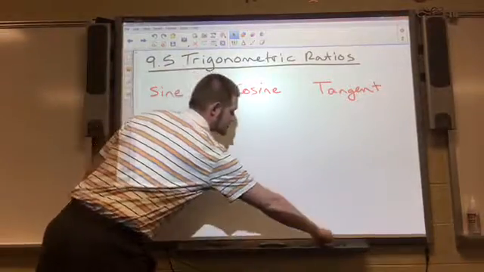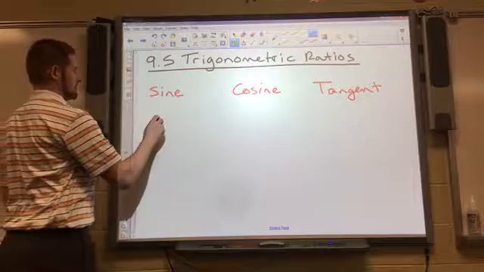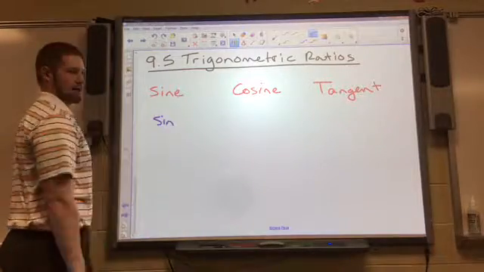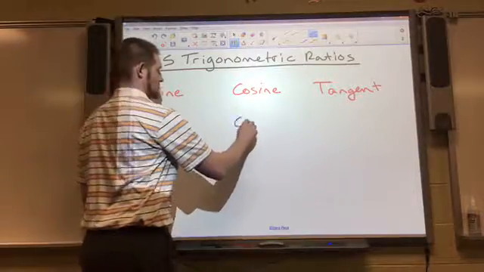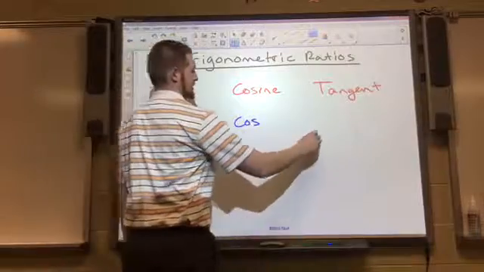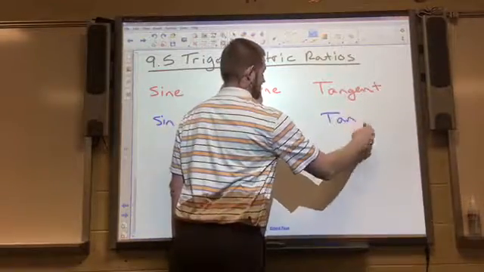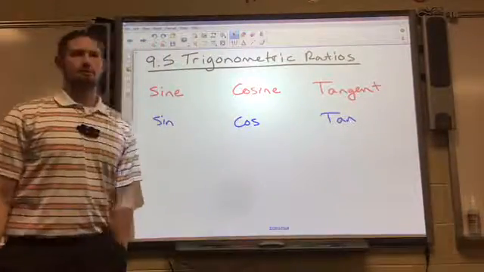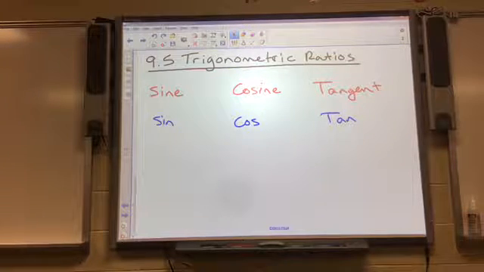You will recognize on your calculators there is a sine button. It looks like that. There's a cosine button. Looks like that. And there's a tangent button. And it looks like that. If you don't have a calculator, I do need you to go get one. You're going to need it.